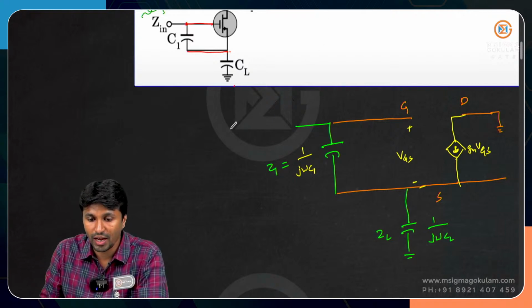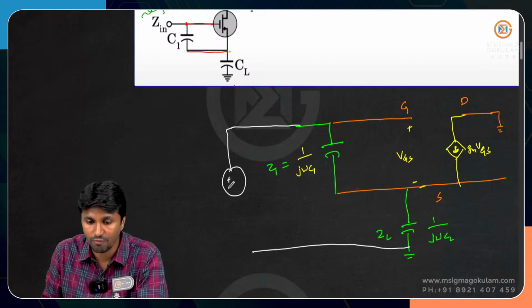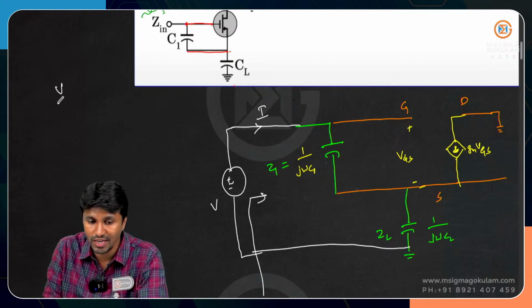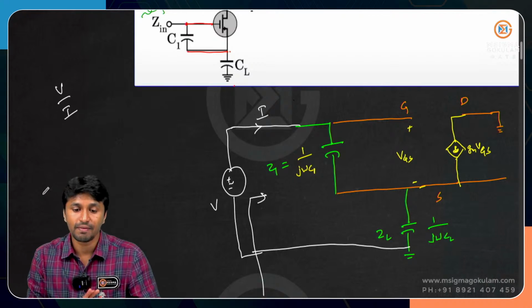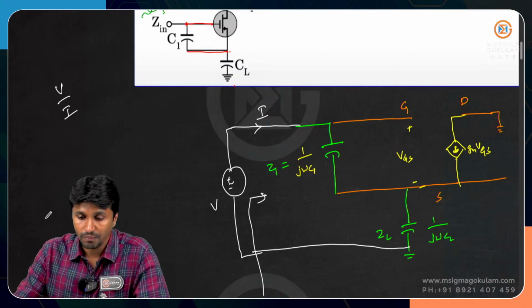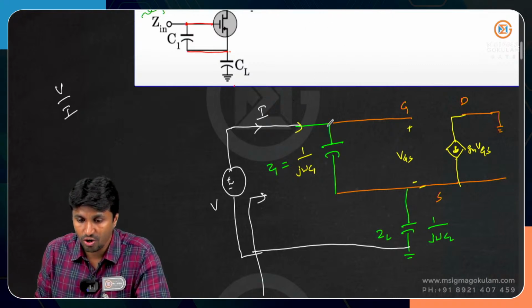Now all you have to calculate is the input impedance. In order to calculate it, I'll connect a voltage source of magnitude V which injects a current of I amperes. All we have to calculate is the ratio V by I. So if this is I, obviously the current flowing into this branch will also be I.